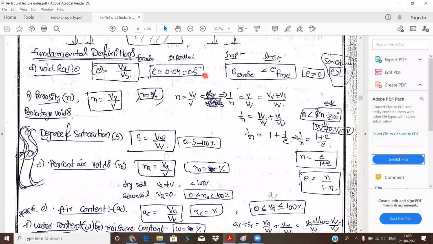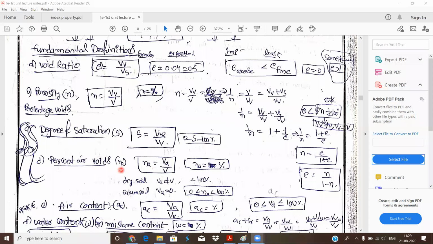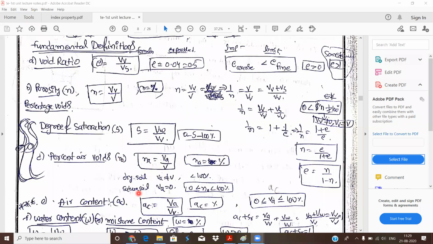One second, I have a chart. Okay, percent air voids is represented by the letter Na. Percent means total volume, and air, so air content. So volume of air by total volume of soil: it is the ratio of volume of air to the volume of soil.